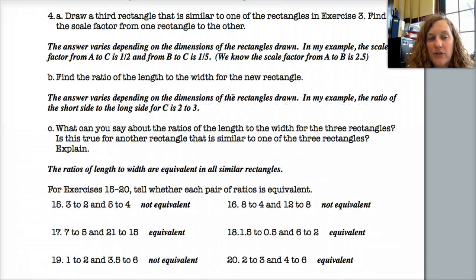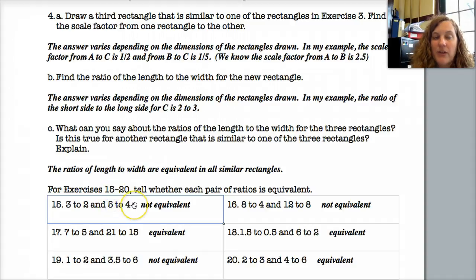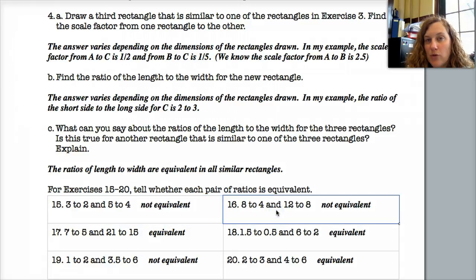For exercises 15 to 20, tell whether each pair of ratios is equivalent. There are a couple ways you can do it. You can divide so that you get a decimal for each one of them, or you can just use them as fractions. So is 3 to 2 and 5 to 4 equivalent? I think of that as 3/2 and 5/4, and 3/2 is 1.5, 5/4 is 1 1/4, so no, they're not equivalent.